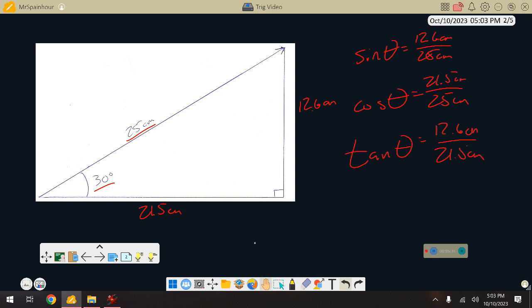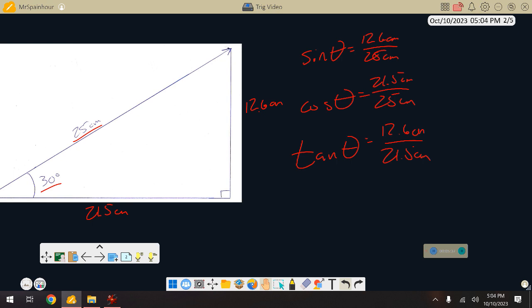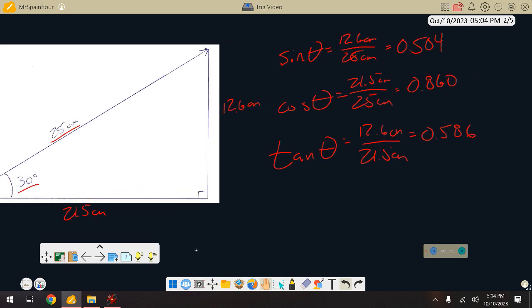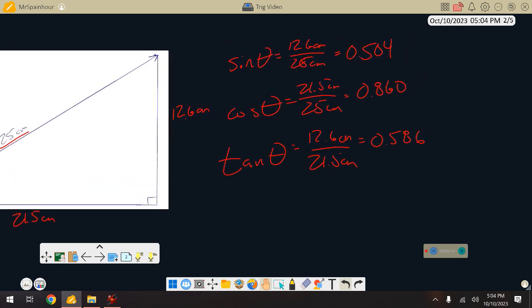Then I actually use my calculator and figure out what the cleaner number of this is. This first one up here ends up as 0.504. This one ends up as 0.860. And this one ended up as 0.586. And that's pretty darn close to the actual numbers. It wasn't perfect because, like I said, I used a ruler and a protractor and it wasn't exact.